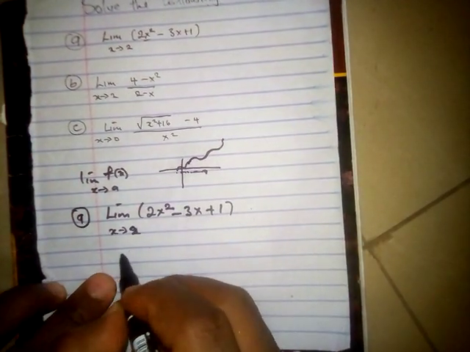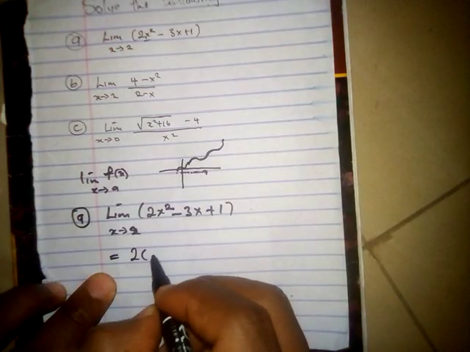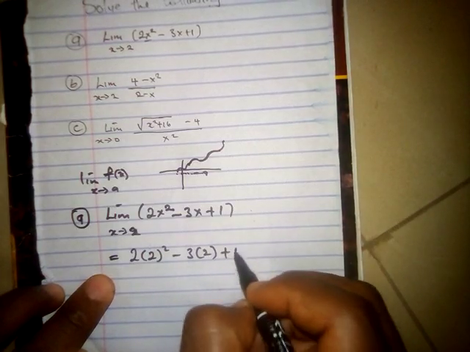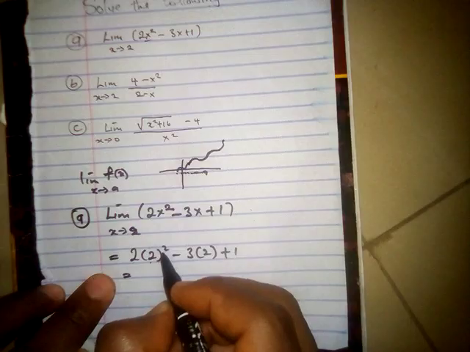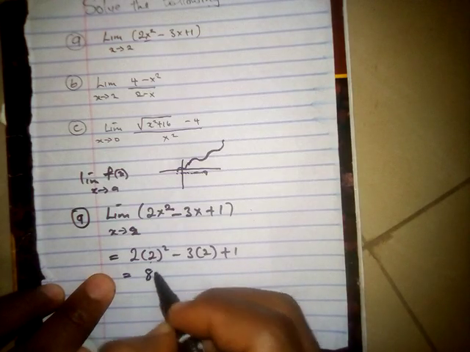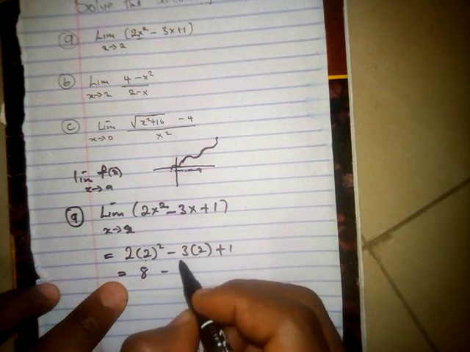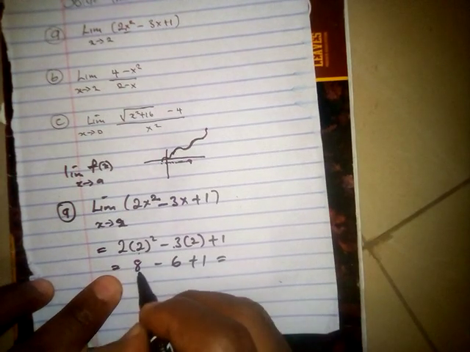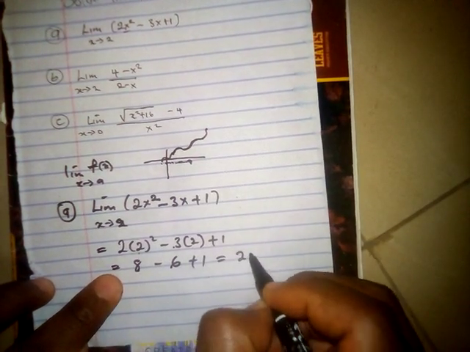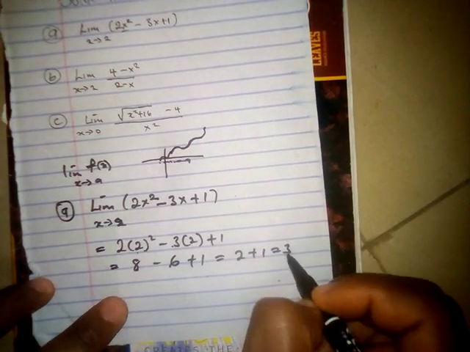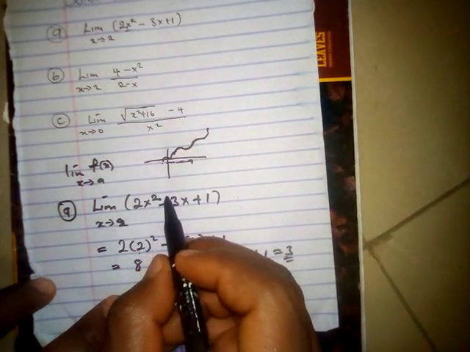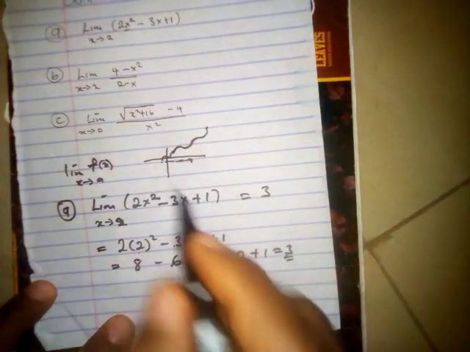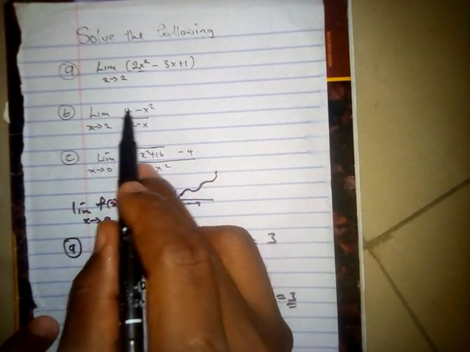So we have 2 times 2 squared minus 3 times 2 plus 1. 2 raised to the power of 2 is 4, so 2 times 4 is 8, minus 3 times 2 gives minus 6, plus 1. 8 minus 6 is 2, plus 1, which is equal to 3. So that is our limit. The limit of this function as x tends to 2 is equal to 3.